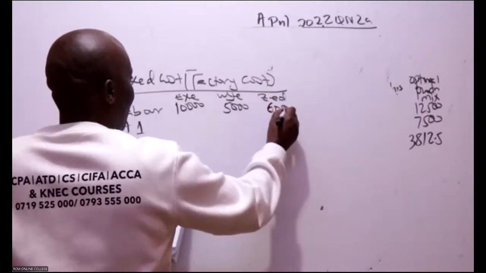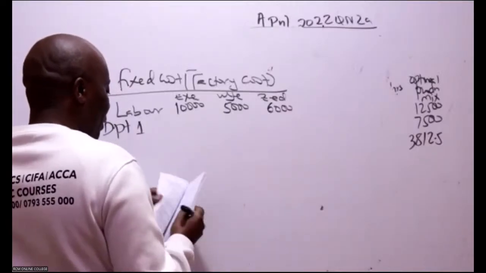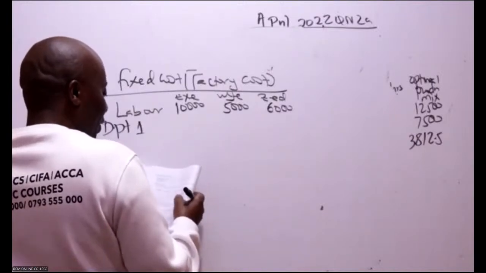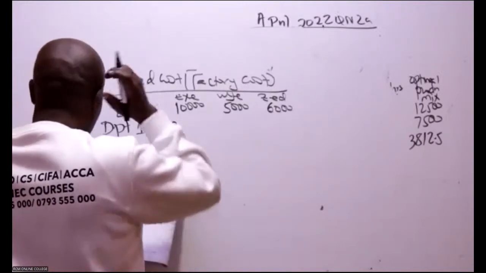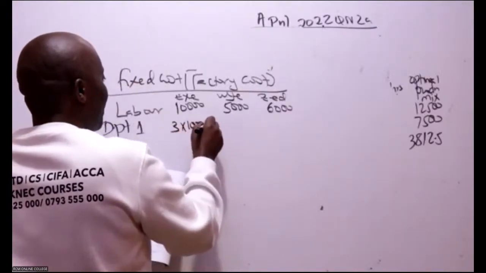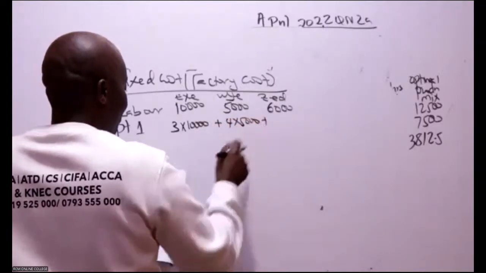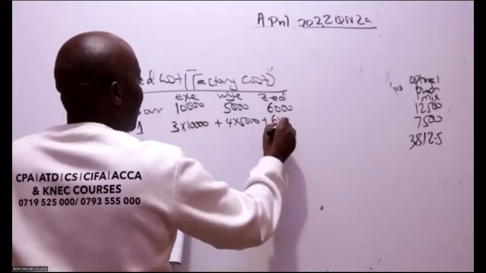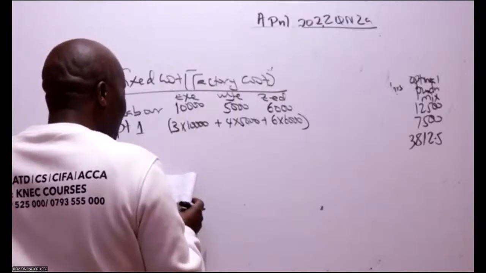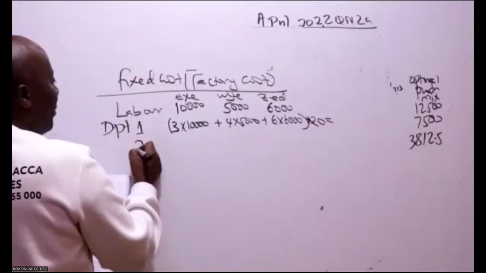6,000. So then when we come to Department 1, ladies and gentlemen, in terms of labor, I can see the labor hours. So we have here 3, that's per unit, times 10,000, plus we have 4 times 5,000, plus we have 6 times 6,000. Whatever we get, these are hours, and we happen to know the rate per hour. For Department 1, it's 20. Go to Department number 2.